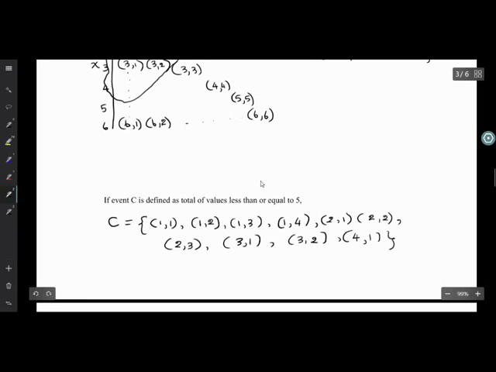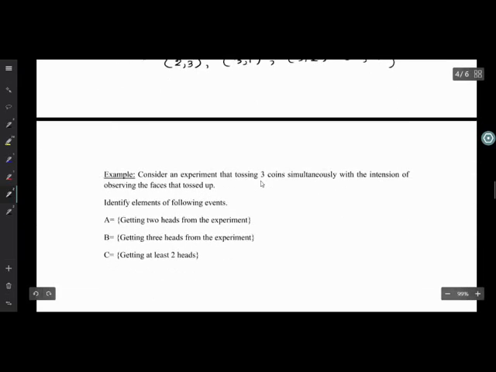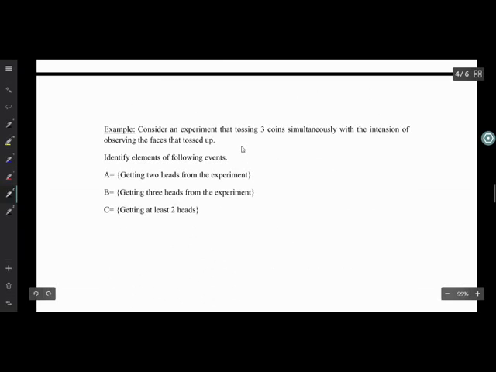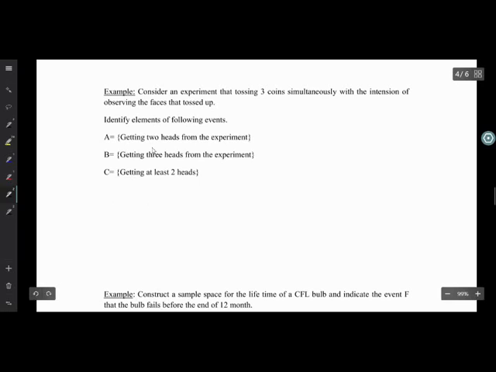I hope this is clear to all of you. Let's look at another example. Now consider an experiment of tossing 3 coins at the same time, and you are observing the faces of those 3 tosses. So let's define A as getting 2 heads from the experiment, B as getting 3 heads from the experiment, and C as getting at least 2 heads.